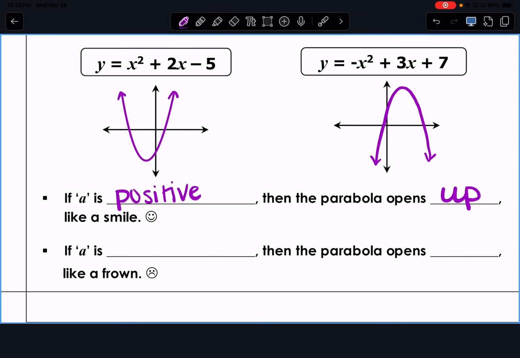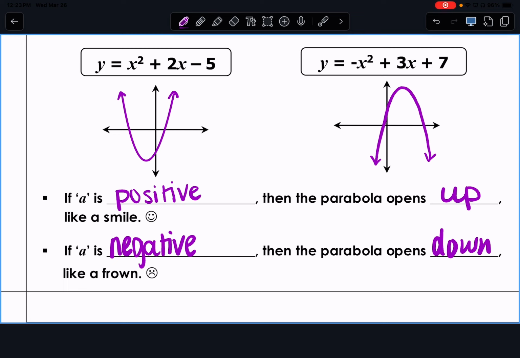All right. So if A is negative, it opens down like a frown. One of the things that can help you remember that is if it is positive, just like whenever you're positive and happy, you smile. When you're sad and negative, you frown.